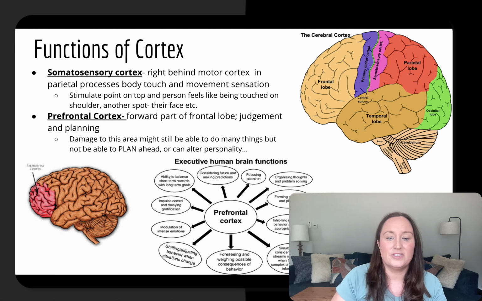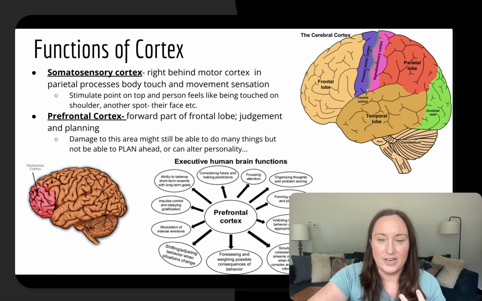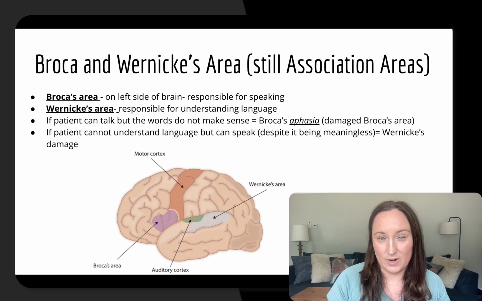They're less able to plan ahead. This is also where executive functioning is happening. Okay, next we have Broca's area and Wernicke's area.